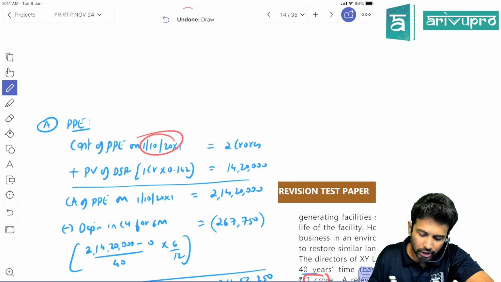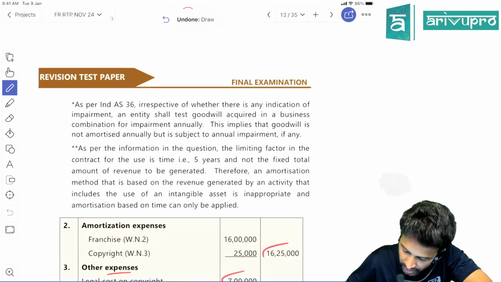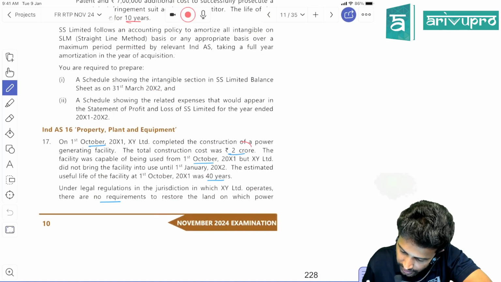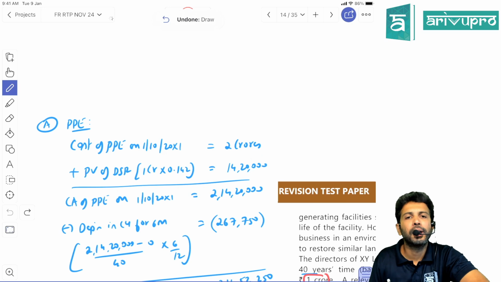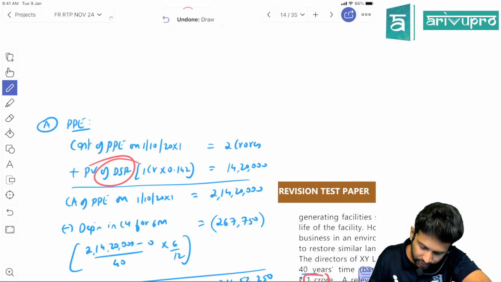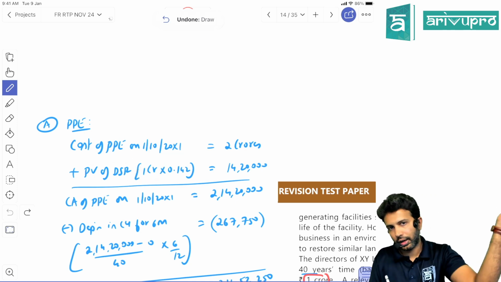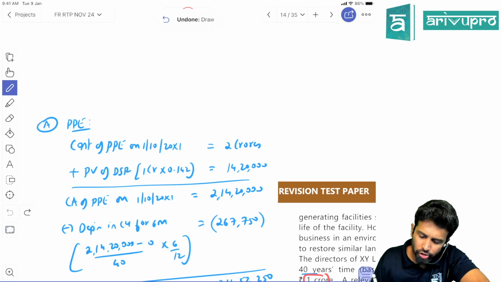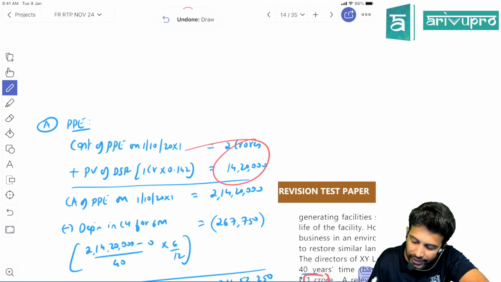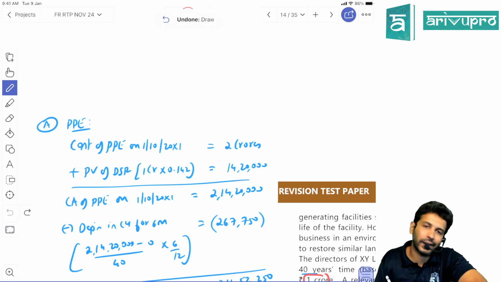Cost of PPE on 1st October, the day it is available for use. How much did you pay to construct that asset? They're given somewhere here, 2 crore rupees. Totally you spend 2 crore for construction cost. This is one. Then provision for DSR, should we add? Yes. 1 crore you will incur after 40 years, multiplied by the discount factor, we got present value 14,20,000. So the carrying amount of PPE on 1st October, adding these two, will become 2 crore 14,20,000.